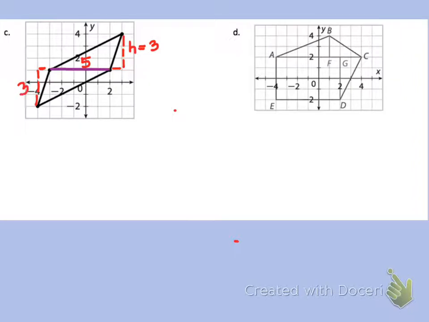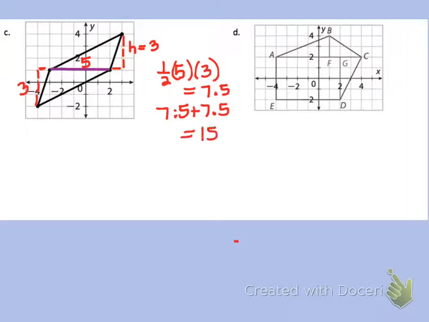So it's like we have 2 triangles. Each is 1/2 the base, which is 5 because they share the base, times the height. And there's 2 of them, right? So each one of them is 7.5. And so there's 2, 7.5 plus 7.5. And that means that whole area equals 15 square units.